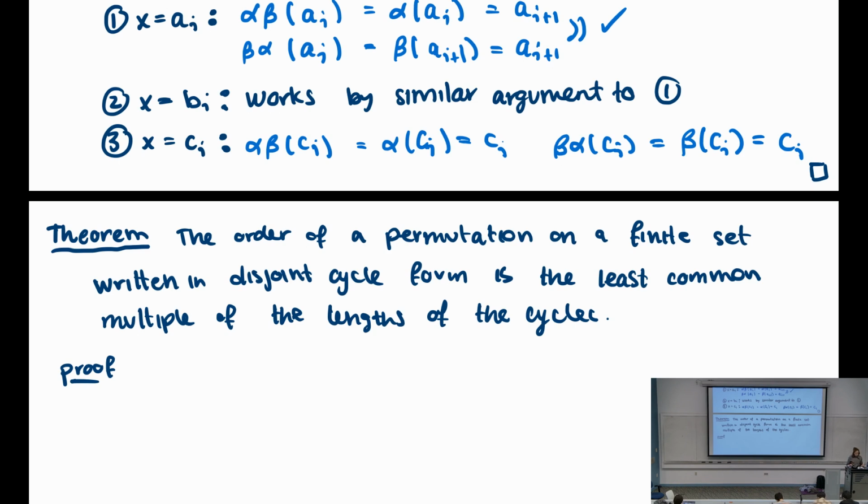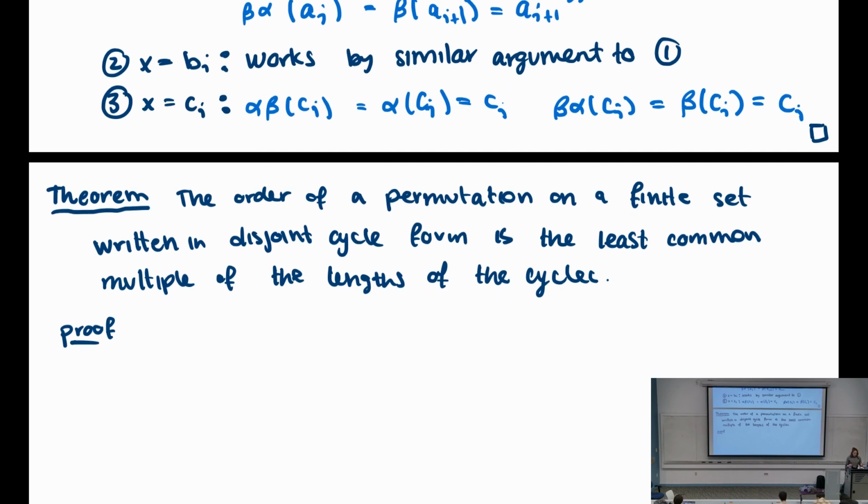First let's compute the order of a cycle of length n. That'll be our first step. So a cycle of length n has order n. Actually, I'm going to give you a few minutes to think about this part of the proof, and then we can discuss it.